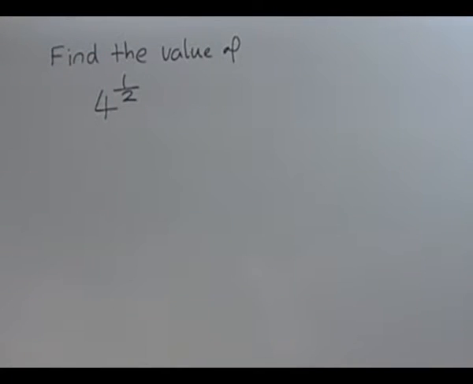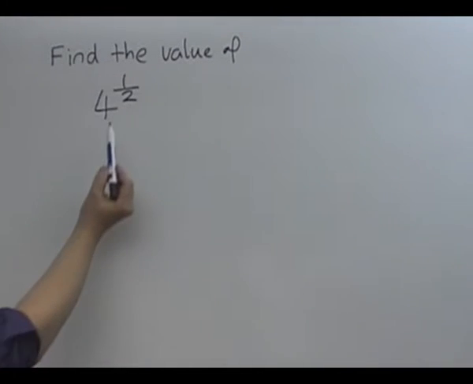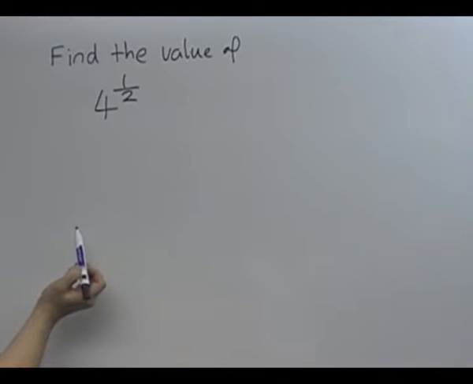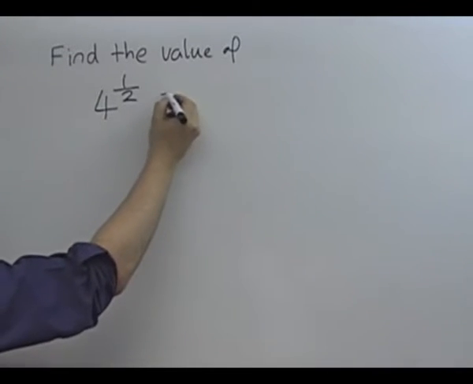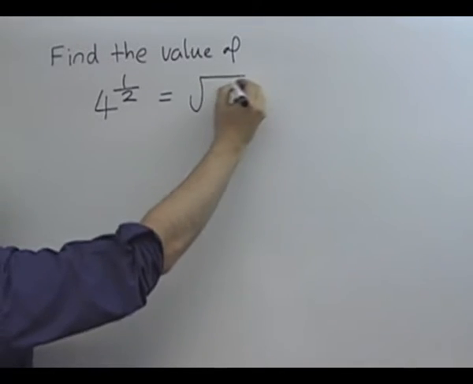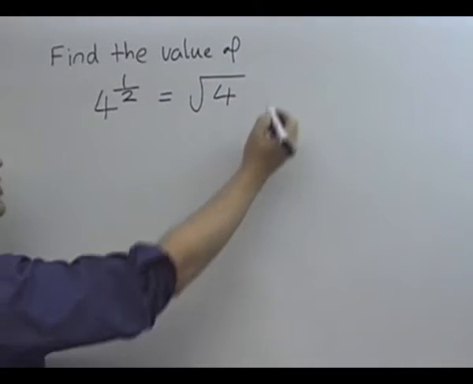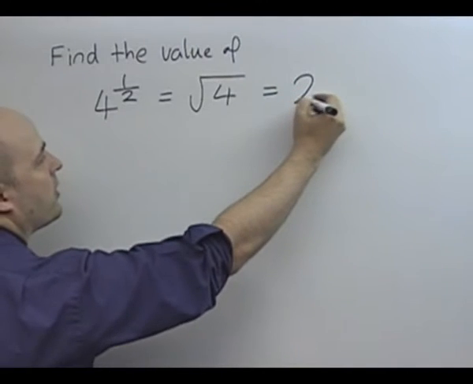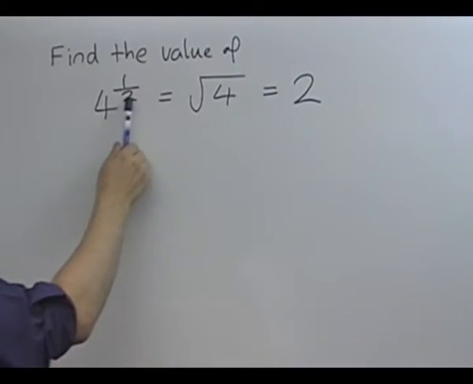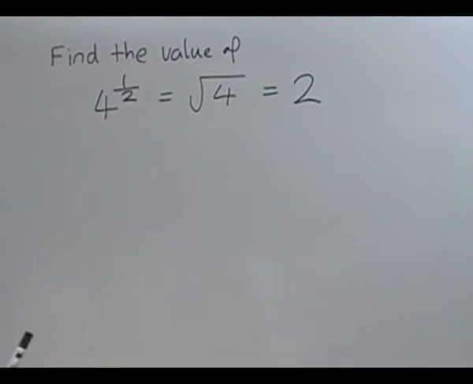We're going to look at what happens when the indices are fractional. Here we have an example of find the value of 4 to the power of half. Power half means find the square root. So you could rewrite this as the square root of 4, which you know to be 2. So therefore, the value of 4 to the power of half is 2.